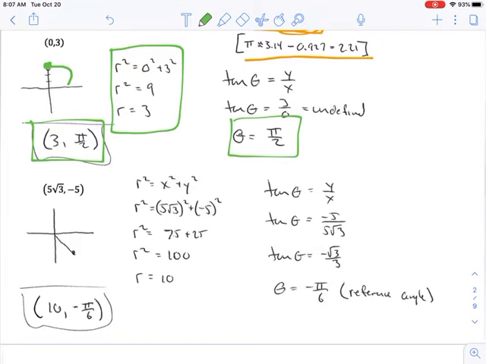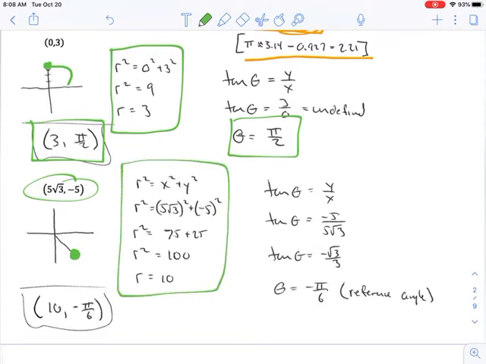The next one, 5 radical 3, minus 5. Plotting that, we see that that's going to be down in the fourth quadrant. That point is in the fourth quadrant. Plugging our values very carefully into our relationship here, r squared equals x squared plus y squared, we end up with r being equal to 10. And then tangent of theta being y over x. Again, being very careful and simplifying, we end up with a tangent of theta is a negative radical 3 over 3. That means that theta is a negative pi over 6.